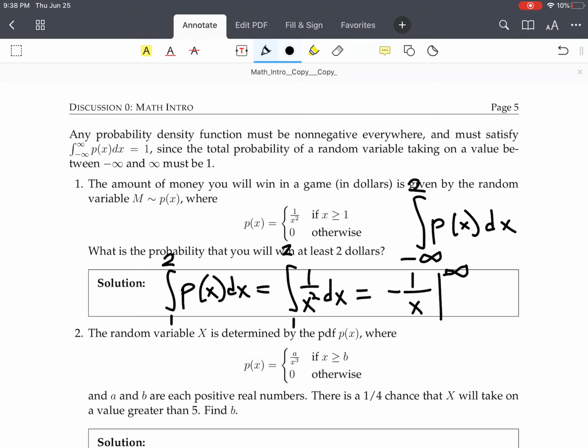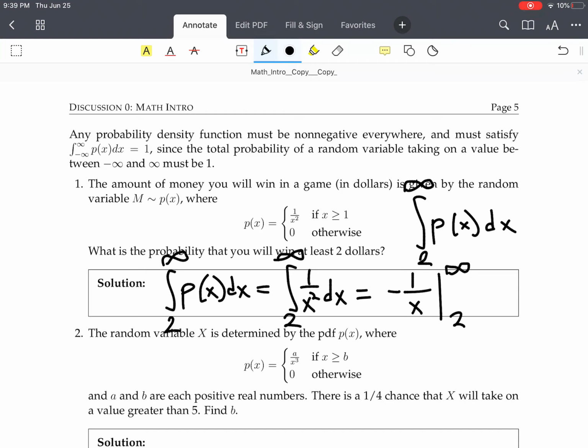Oh, wait, no, sorry. Oh, my bad. We're doing this entirely wrong. This should be swapped. Sorry about that. So it's at least $2. So we're going 2 to infinity. So 2 to infinity, infinity to 2. Okay, there we go.